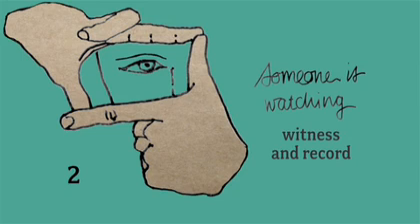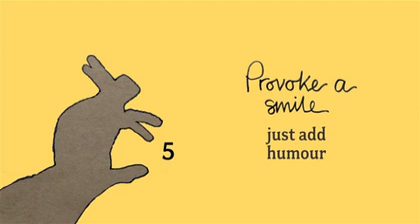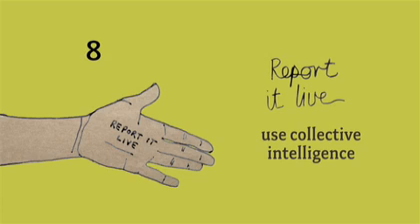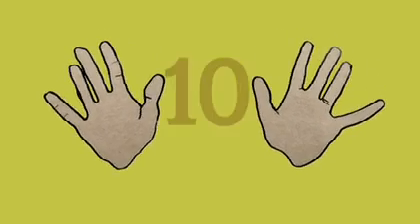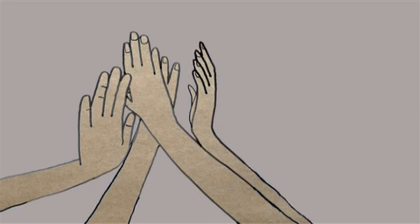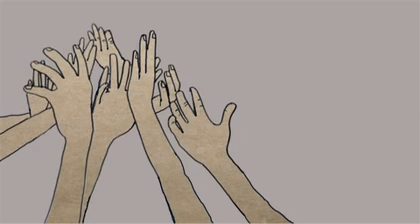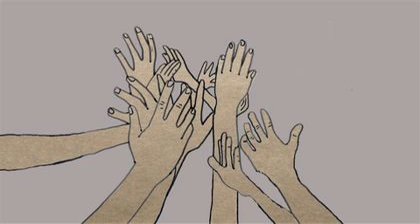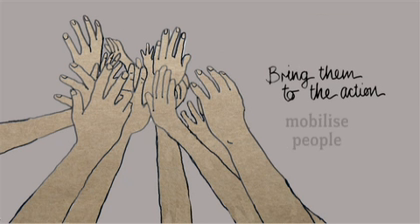Here are 10 tactics, explained through successful campaigns from around the world, that you can use to turn your information into action. Mobilizing people around the issues that matter to them requires a strong message, clear goals, and a good plan. Video is a powerful tool that can be used to bring people together to take action.